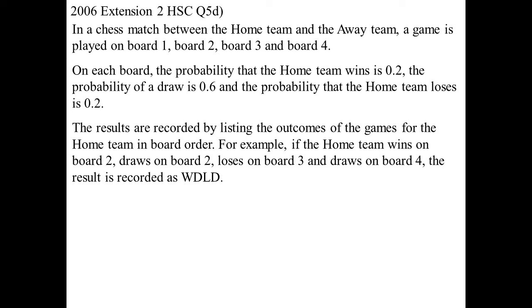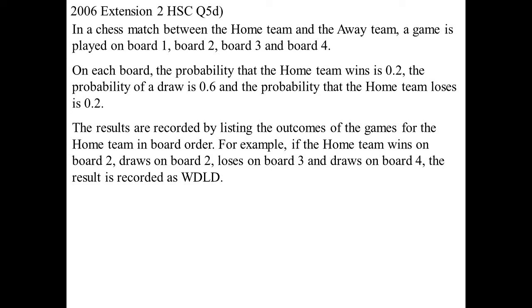On each board, the probability of the home team winning is 0.2, the probability of a draw is 0.6, and the home team losing is 0.2. So in other words, equally likely either team wins there, because if the home team loses, obviously the away team must have won. They're both 0.2.